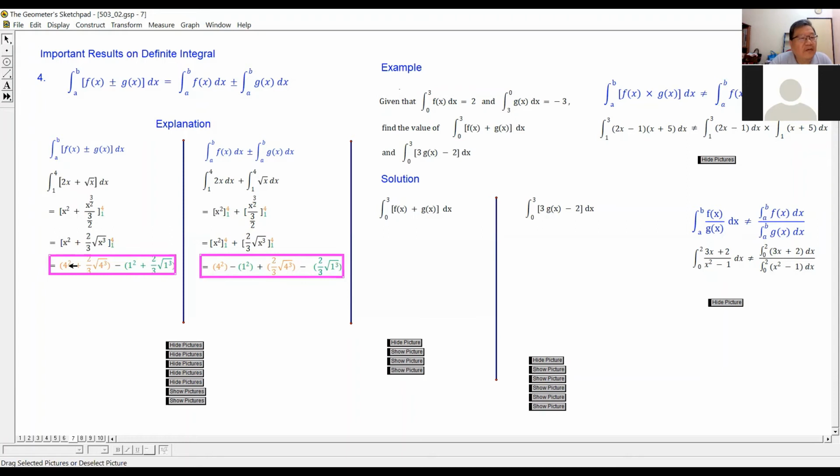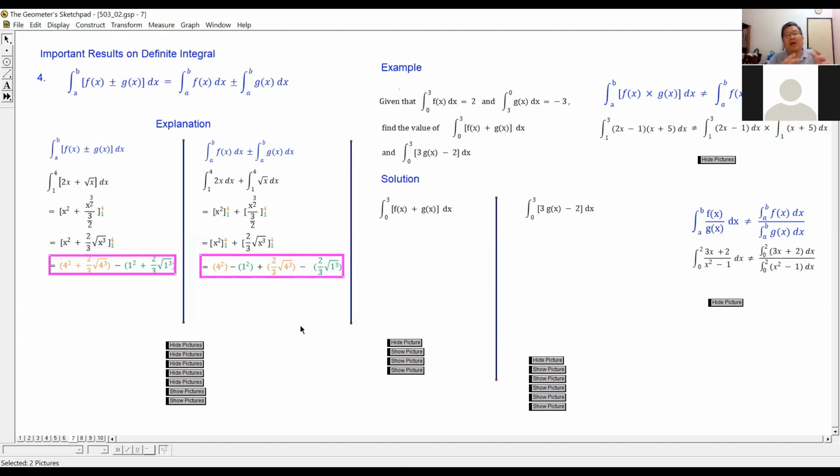Here I have 4 squared, here also 4 squared. 4 squared minus 1 squared. Here also I have 4 squared minus 1 squared. Now over here I have 2 over 3 square root of 4 cubed. Here I have 2 over 3 square root of 4 cubed. Same. Then minus 2 over 3 square root of 1 cubed. Here also I have minus 2 over 3 square root of 1 cubed.